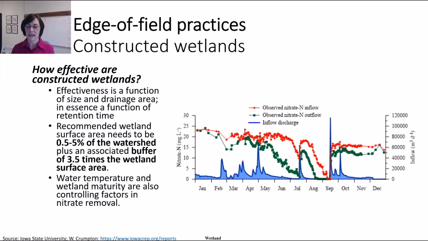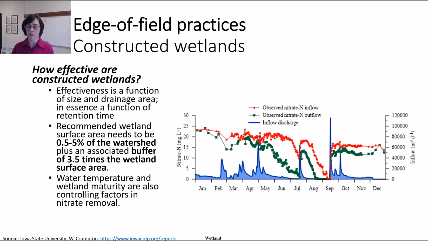Wetland effectiveness is essentially a function of hydraulic retention time, and hydraulic retention time is a function of the size of the wetland and the flow rate that comes in. The flow rate that comes in is related to the drainage area. You can see from this graph during high flow events, where those blue lines peak, where you get real spiky periods for the flow rate, which is shown in blue, there's a decrease in nitrate removal.